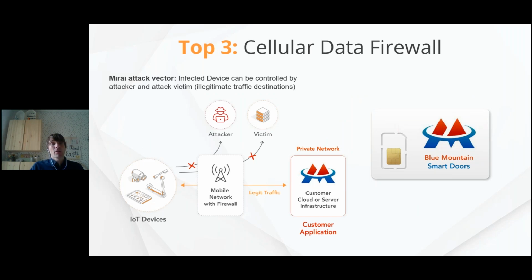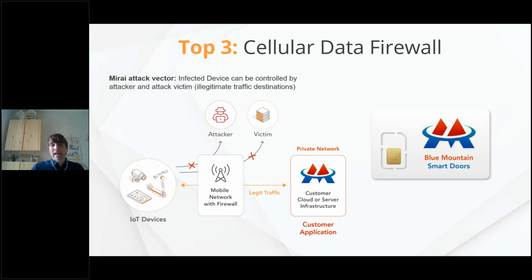Okay, then I want to talk about the third feature, and that's the cellular data firewall. Coming back to the Mirai attack, or standard IoT attacks, when an attacker tries to control the devices, there is obviously traffic going back and forth to the attacker. And if the attacker executes a distributed denial of service attack on a victim, data is also sent to the victim.